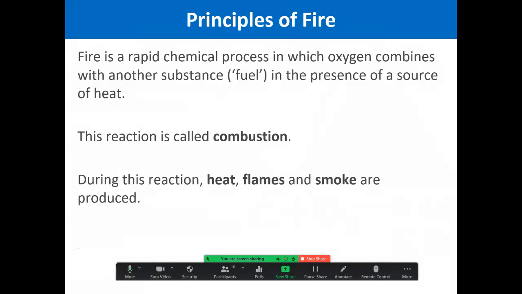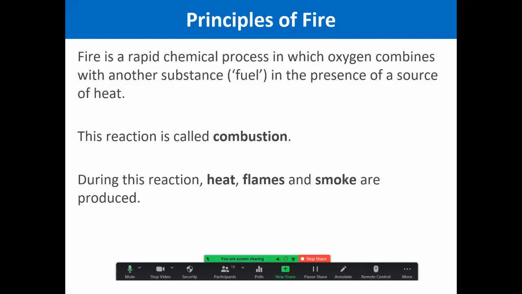That is why you have heard the terminology combustion engine. A combustion engine means an engine in which there is a fire. A combustion engine is fitted on all vehicles, and all vehicles obviously burn fuel, they burn petrol to make their cars run. So combustion is the process of burning fuel, or you can also say combustion is fire, a fire taking place. During this reaction, heat, flames, and smoke are produced.